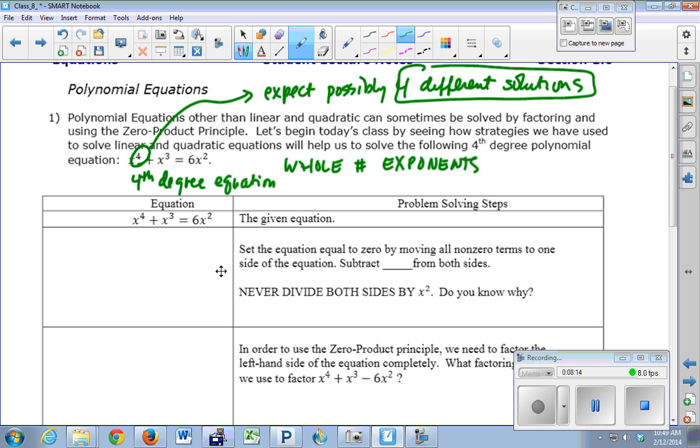6x squared. Now you could divide x to the 4th. You could subtract x to the 4th and x to the 3rd. But why do more work when you don't have to, right? So we're going to subtract 6x squared from both sides. And when we do that, let's see what we get. We get x to the 4th plus x cubed minus 6x squared equals 0. Okay? So that's your new equation.